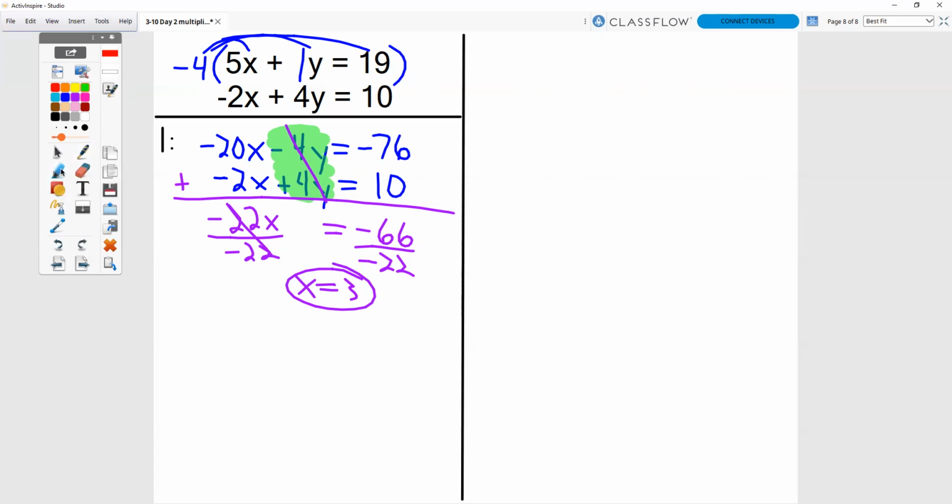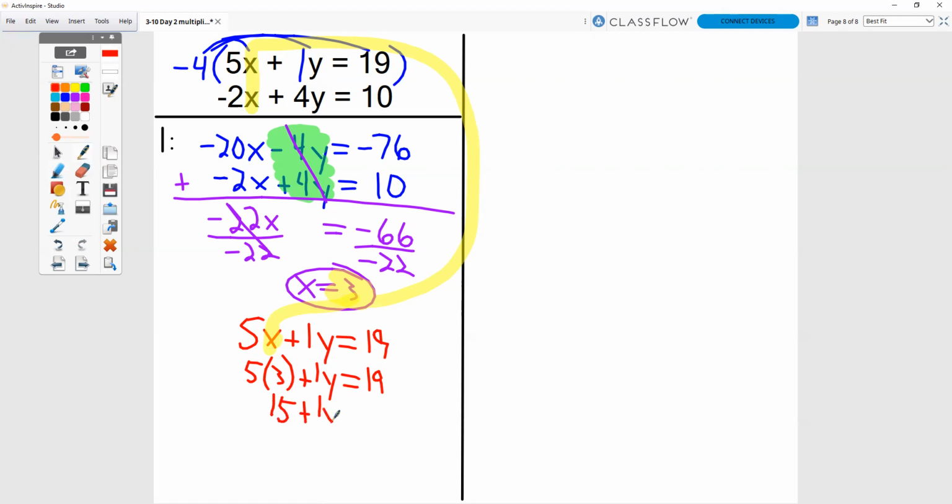Now that I have my one answer, I can take my x equals 3 and sub it in for x. I think the equation that has the 1 in it is always the easier one. So 5x plus 1y equals 19. I'm going to take this 3 and sub it in for x. So 5 times 3 plus 1y equals 19. I have 15 plus 1y equals 19. Try and get the letter all by itself. So minus 15 minus 15. 1y equals 4. Divide by 1, and I get an answer of y equals 4.